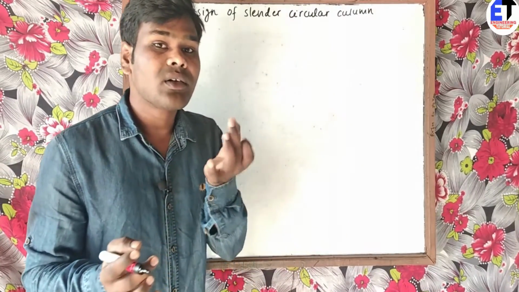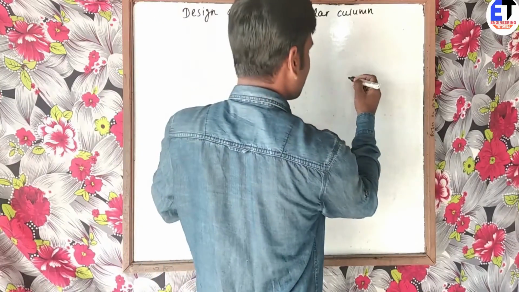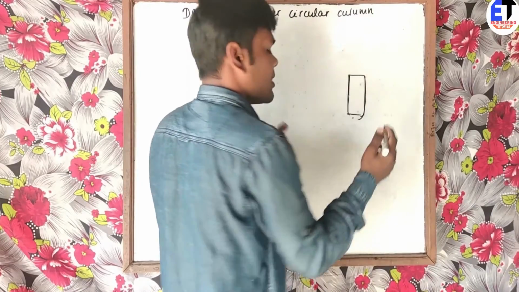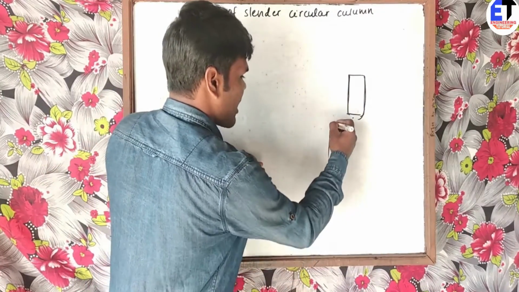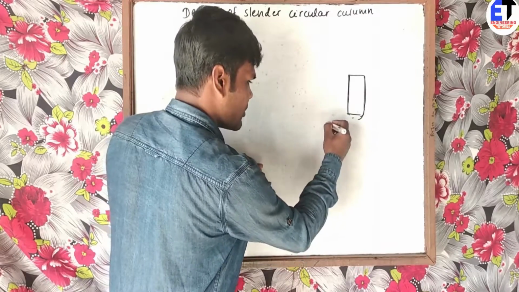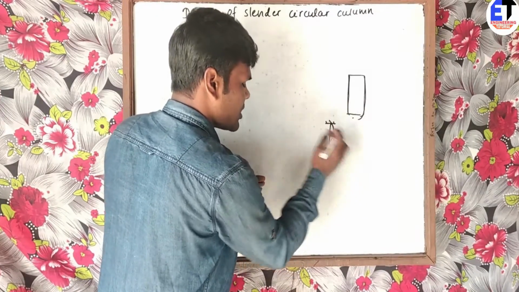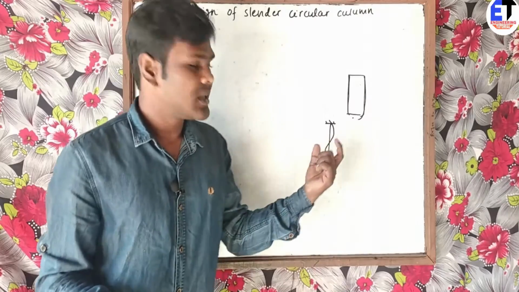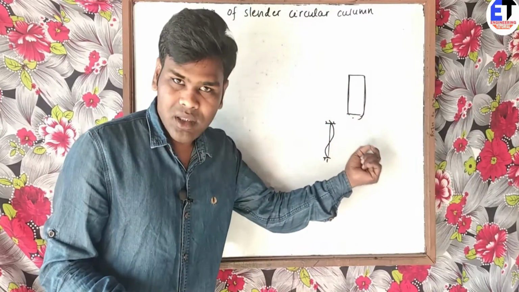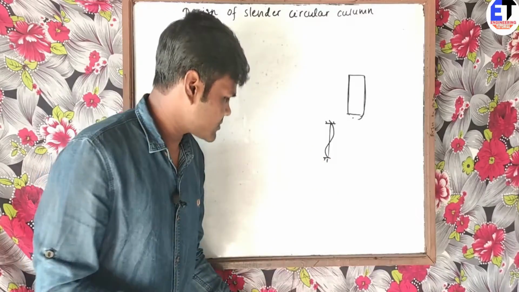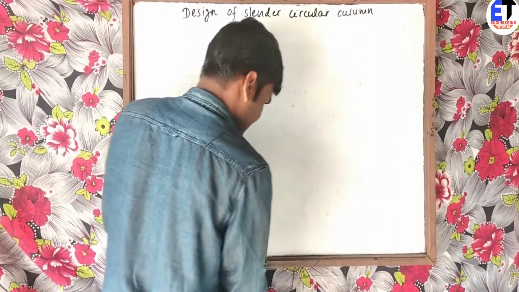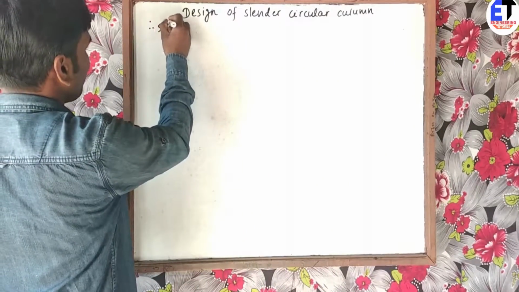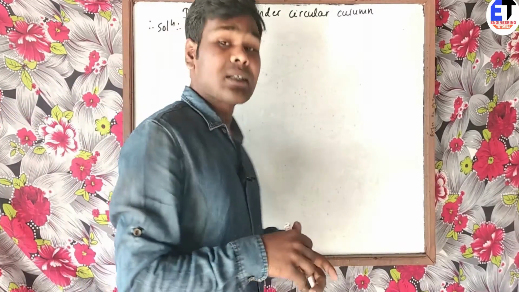What is the question saying? The column bends in double curvature, which means our structure can bend in both ways, this way and this way. That is called double curvature. In exams, sometimes single curvature is asked, and sometimes double curvature. So first we write the given data. Let's start the solution. This is the circular column.